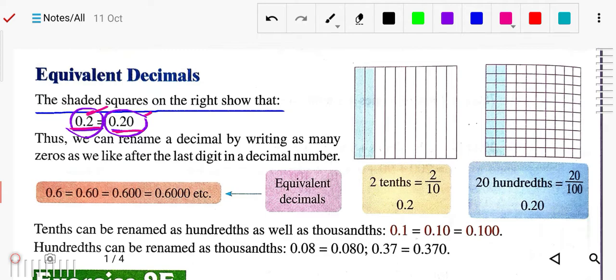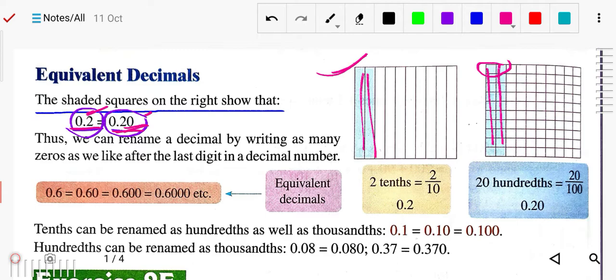So 0.2, you can see this is the shaded part for 0.2. The total was 10 parts and 2 were shaded. Now here there were a total of 20 parts, and how many are shaded? You can see again the same number of lines are shaded on both sides. So it means 0.2 equals 0.20.